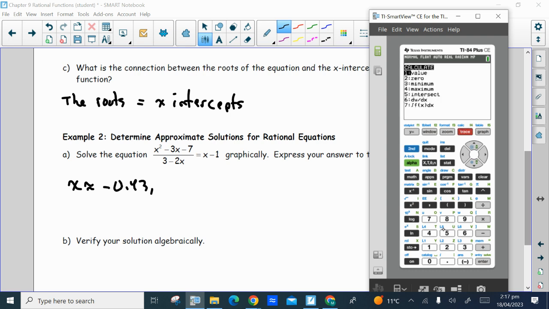second function trace, number 5 for intersect, enter, enter. I'll put my guess at positive 3, and it's actually 3.097 it looks like, just to make sure, 3.097. So if I round it to 2 decimal places, it'll be approximately 3.10.